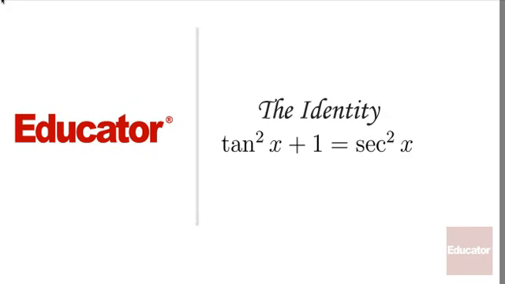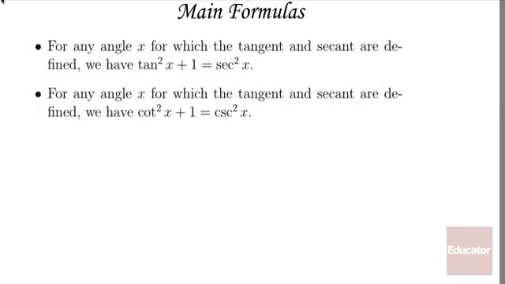Okay, welcome back to the trigonometry lectures on educator.com, and today we're talking about the identity tan squared x plus 1 equals secant squared x. You really want to think about this as a companion identity to the main Pythagorean identity, which is that sine squared x plus cosine squared x equals 1. So hopefully you've really memorized this identity, sine squared x plus cosine squared x equals 1. That's one that comes up everywhere in trigonometry.